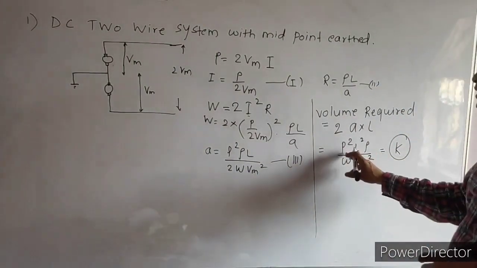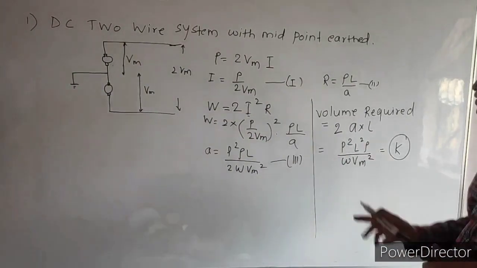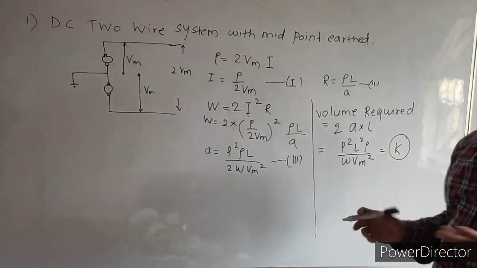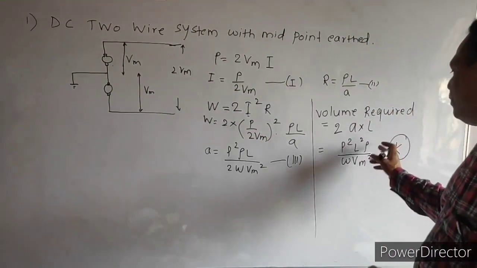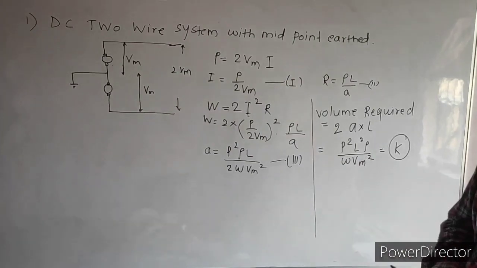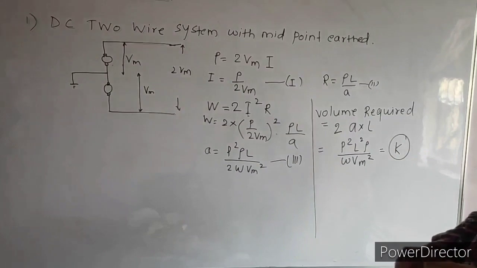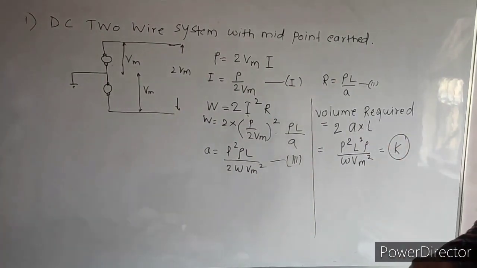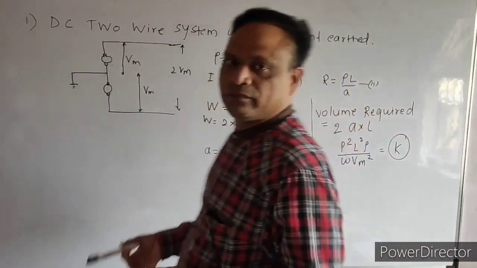And what is the value of K? It is nothing but P square, that means the amount of power to be transmitted, its square, into length square into resistivity of the conductor. Whether it is copper, ACSR or aluminium, accordingly it will be. Then W, that is the line loss, into maximum voltage square. So volume is inversely proportional to the maximum voltage. The greater the voltage, the less volume is required. Accordingly we'll see the next derivation.